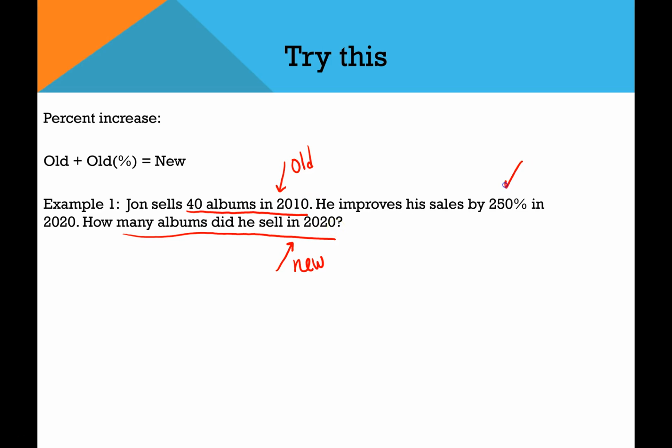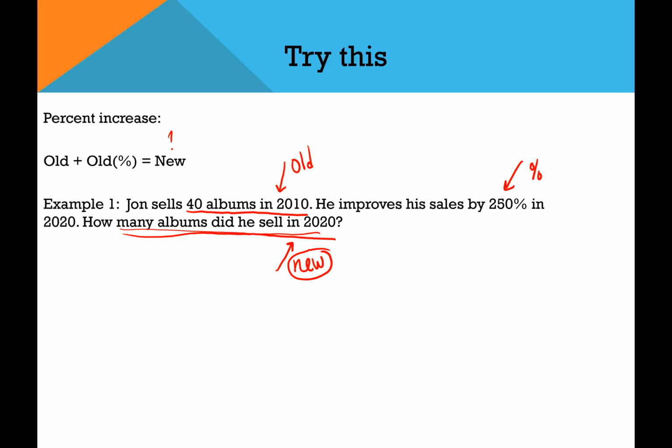And percent is obviously this. So we are looking for what? We're looking for the new, because this question says how many albums did he sell in 2020? So we're going to put a question mark here. That would be what we're looking for.